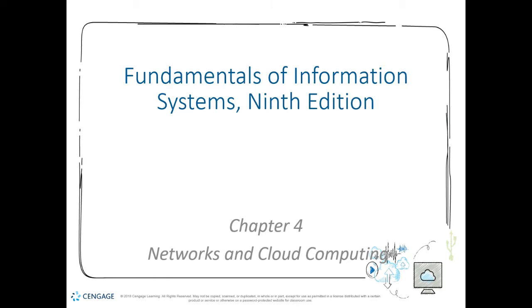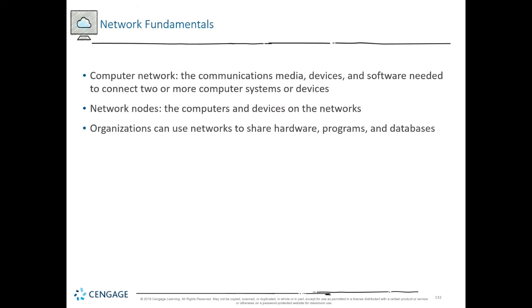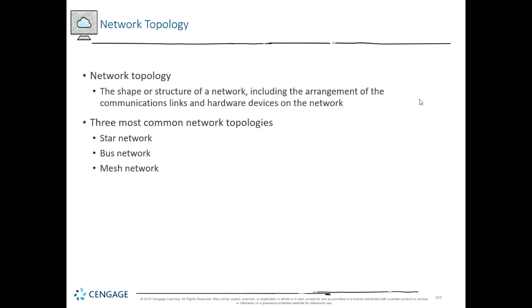Fundamentals of Information Systems, 9th Edition, Chapter 4, Network and Cloud Computing. Network Fundamentals. Computer network: the communication media, devices, and software needed to connect two or more computer systems or devices. Network nodes: the computers and devices on the network. Organizations use networks to share hardware, programs, and databases.